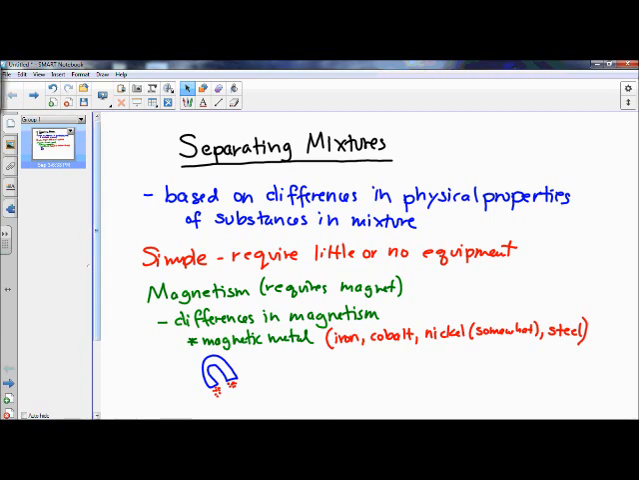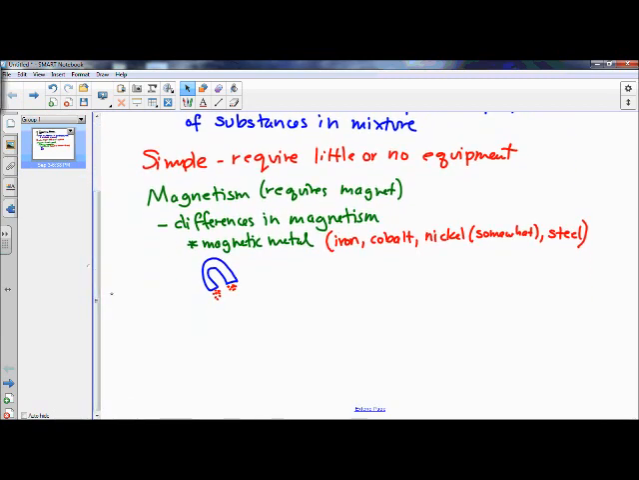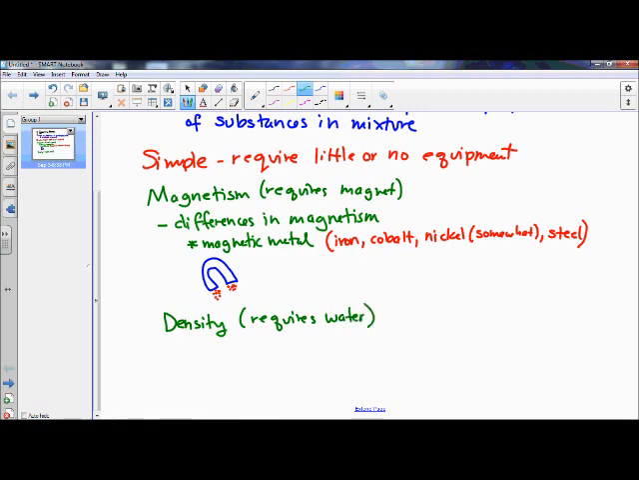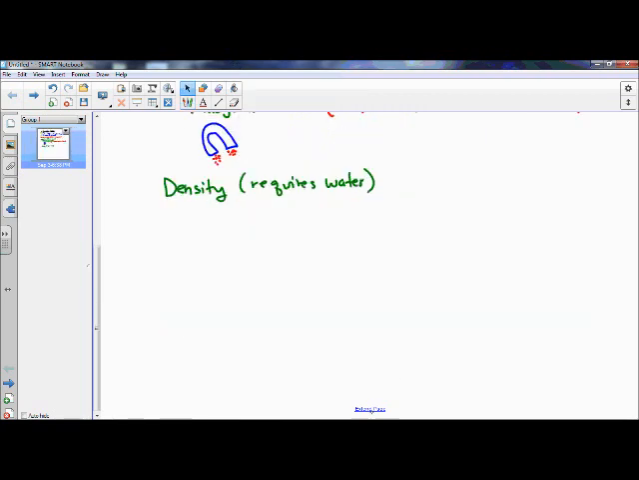All right, let's go on to our next technique. Our next simple technique is density. To do this, we're going to use density using water. Okay, so what has to be different? Okay, we have to have, obviously, this one's kind of like magnetism, differences in density.